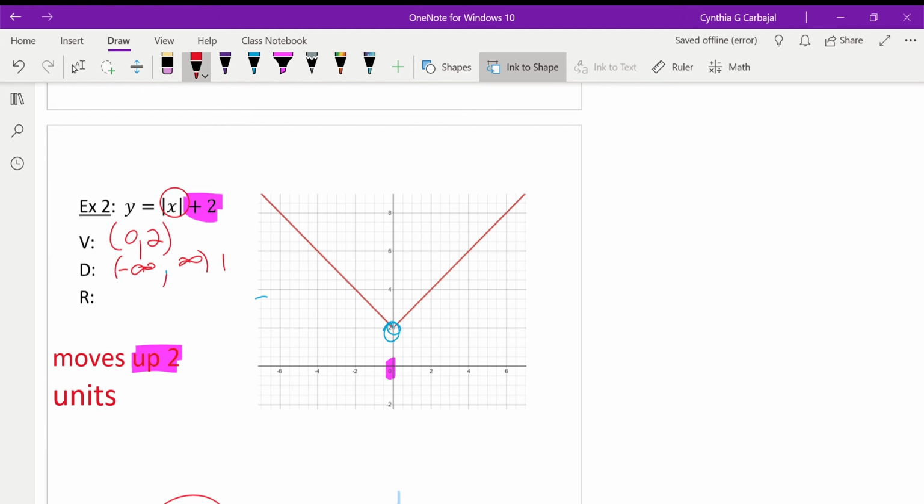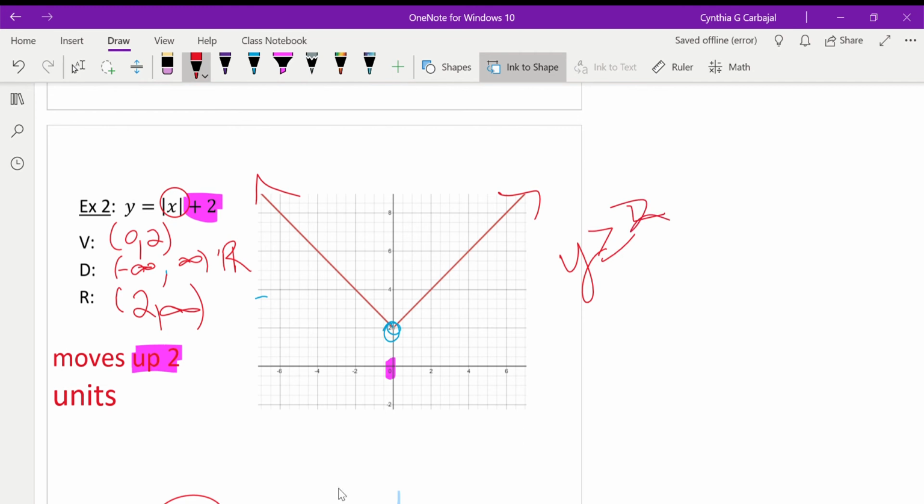Then our domain again is negative infinity to positive infinity, or all real numbers. Range is bottom to top. How low does it go? Now it doesn't go all the way to 0. It stops at the 2. How high does it go? Again, that's infinity. Or you can also write it y is greater than or equal to 2.